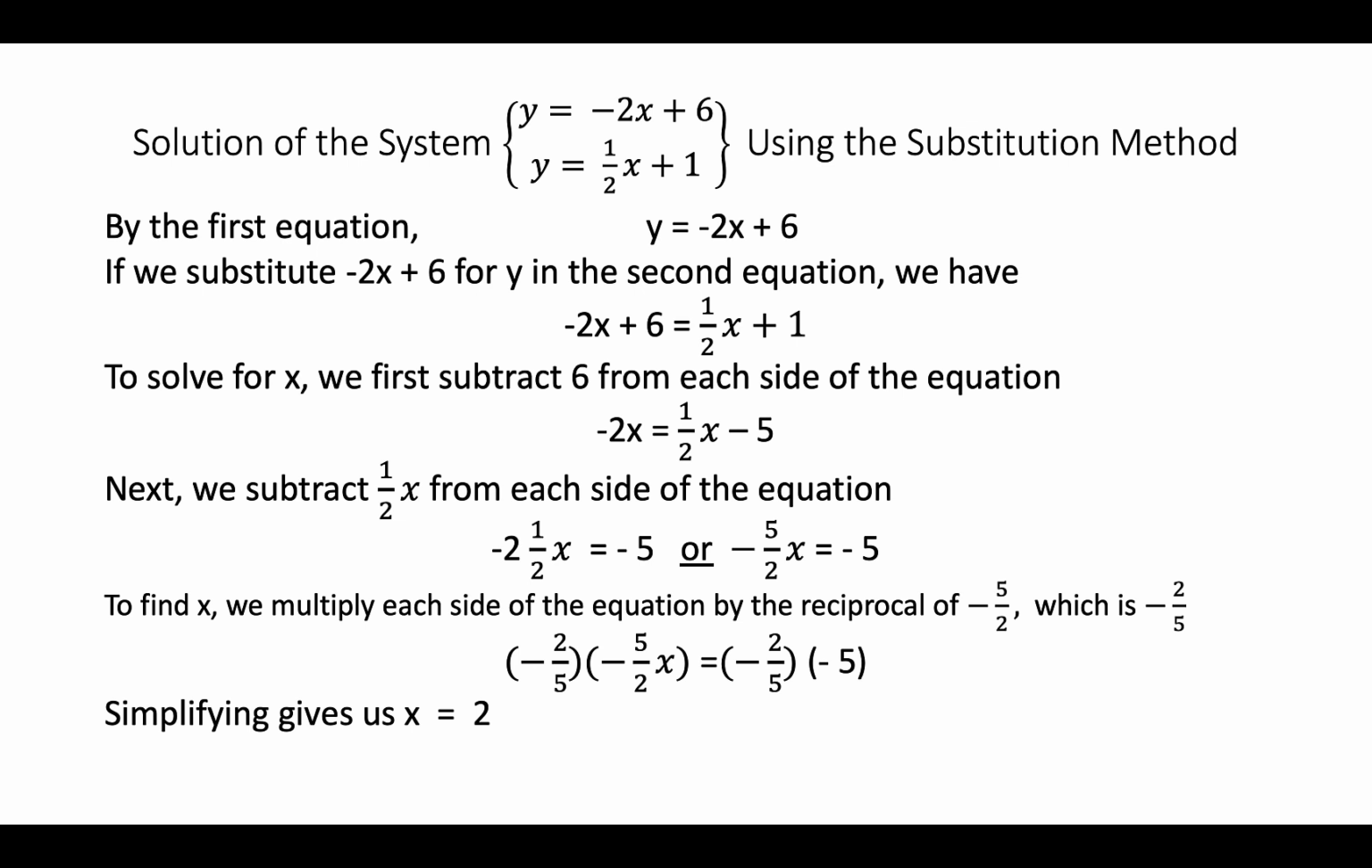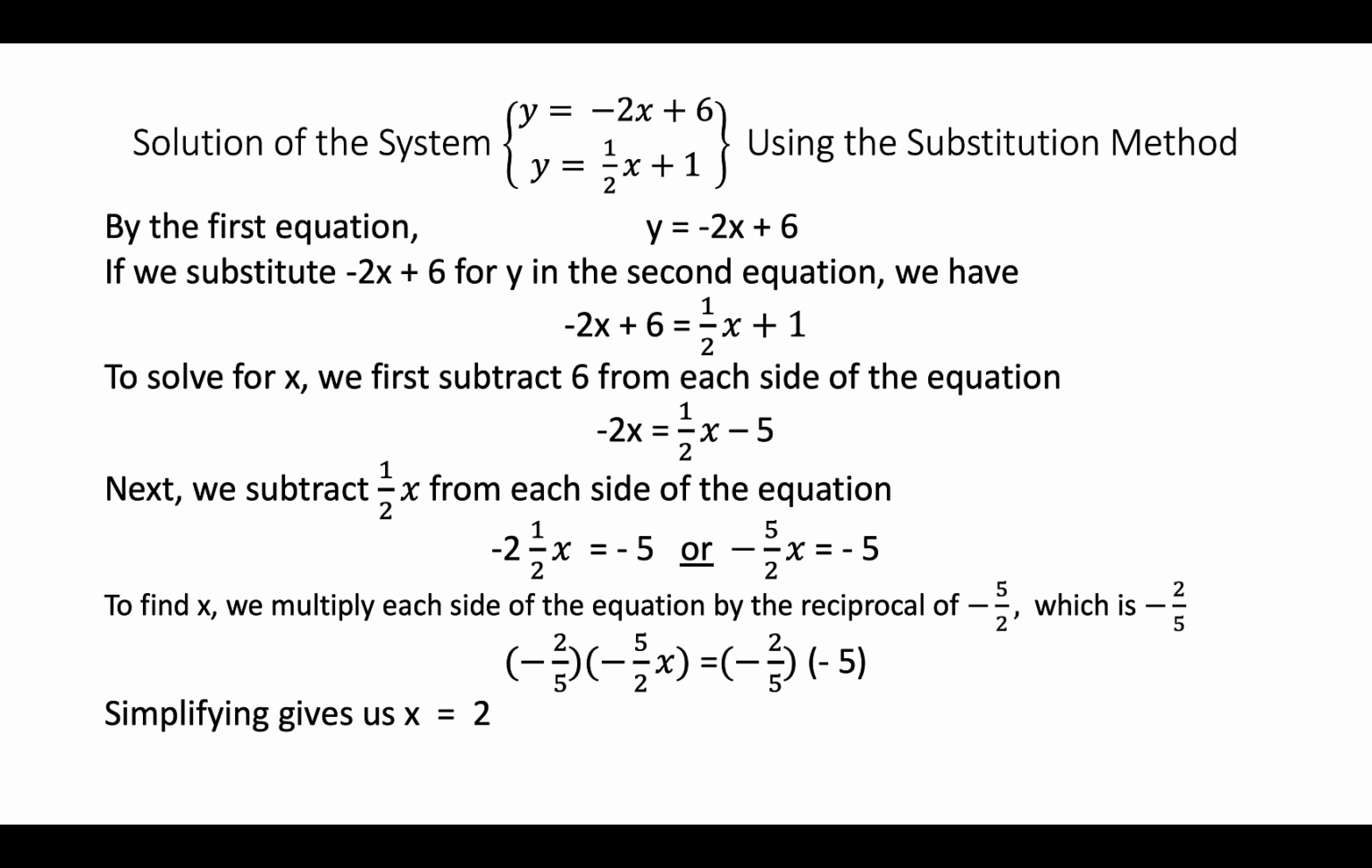By the first equation, y equals negative 2x plus 6. So if we substitute negative 2x plus 6 for y in the second equation, we have the equation negative 2x plus 6 equals 1/2 x plus 1. To solve for x, we first subtract 6 from each side of the equation, which gives us negative 2x equals 1/2 x minus 5. Next, we subtract 1/2 x from each side of the equation. So we have negative 2.5x equals negative 5, or as an improper fraction, negative 5/2 x equals negative 5.